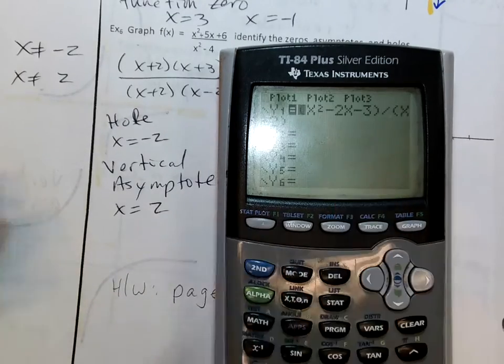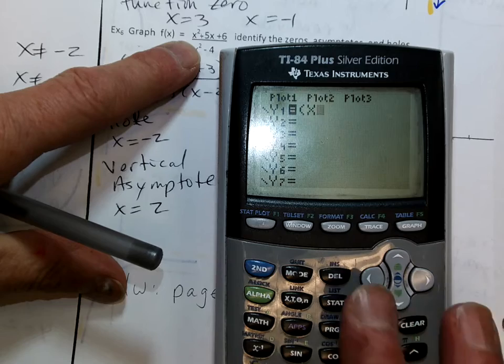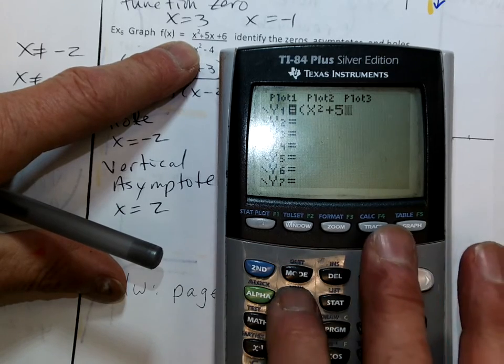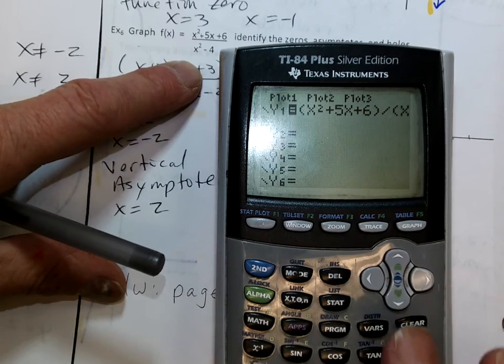So let's go ahead and graph it. Y equals, let's clear that out. We'll go parentheses x squared plus 5x. We're finally doing math I like. It's good stuff. This is fun math.